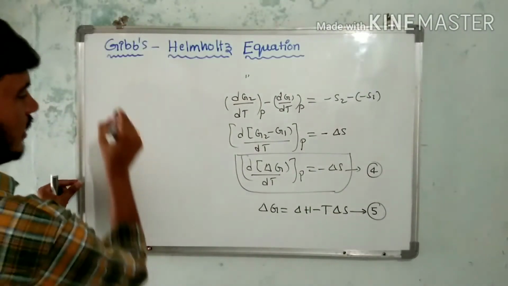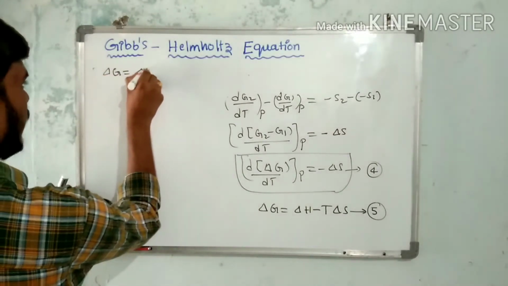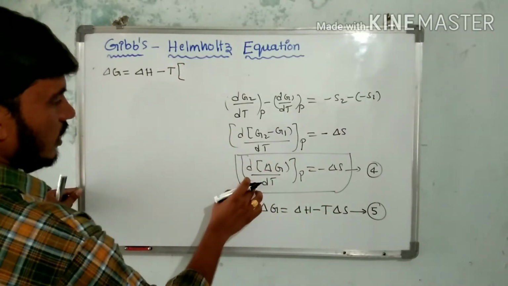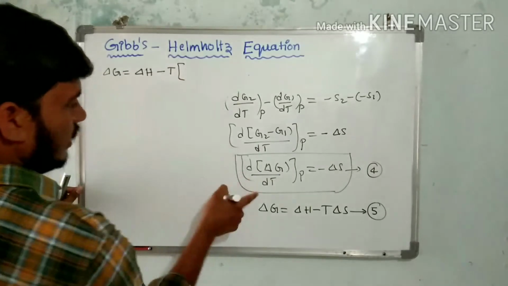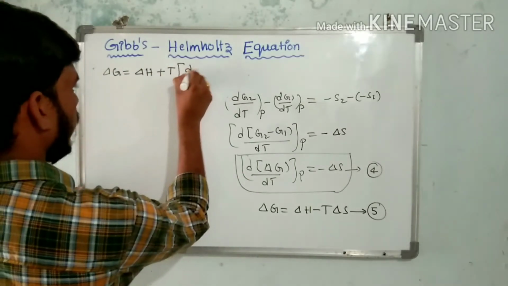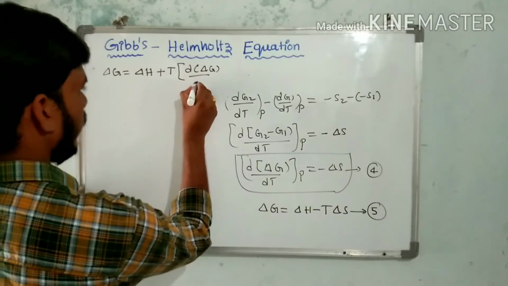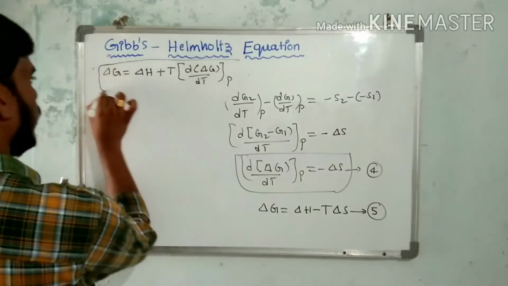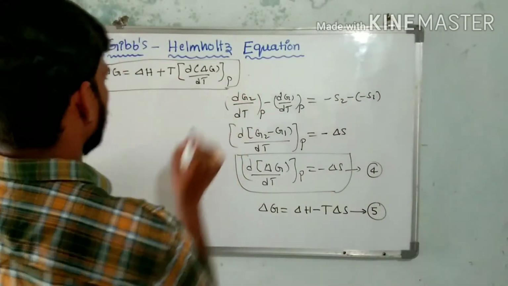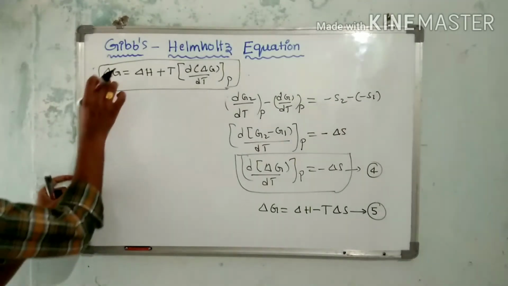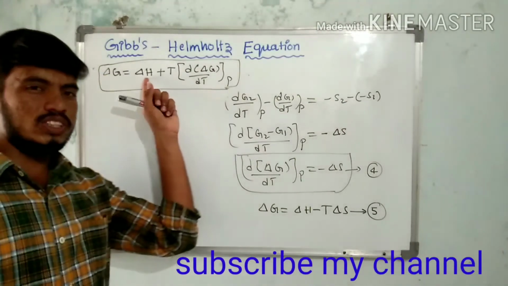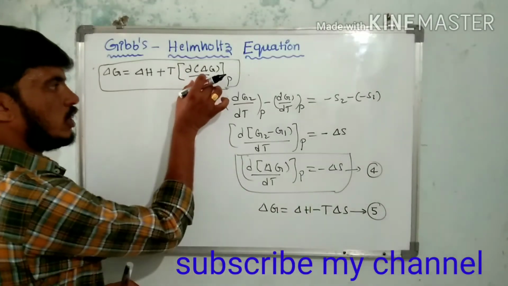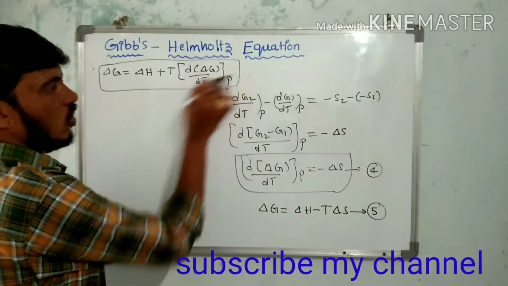Now what happened there? Delta G is equal to delta H minus T into minus delta S. Now this value is minus of minus into minus is plus. Now d(delta G)/dT at constant pressure is called the Gibbs-Helmholtz equation. Change in Gibbs free energy equals change in enthalpy plus the rate of change of Gibbs free energy with respect to temperature at constant pressure.